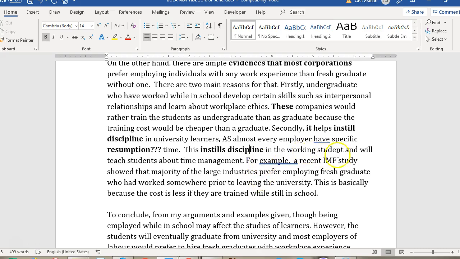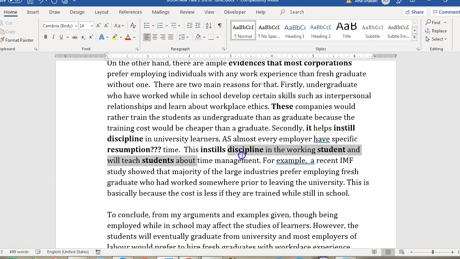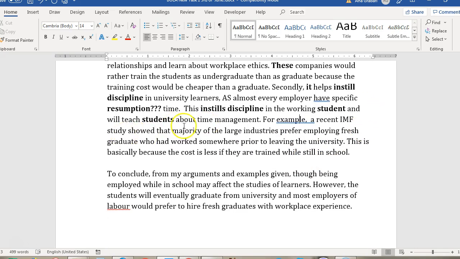Use synonyms. The working student will teach students about time management. Repeat, student, students. But that's a great idea. Yes, it teaches them time management. Great. For example, a recent IMF study showed that the majority of the large industries prefer employing fresh graduates, plural, who had worked somewhere prior to leaving the university.